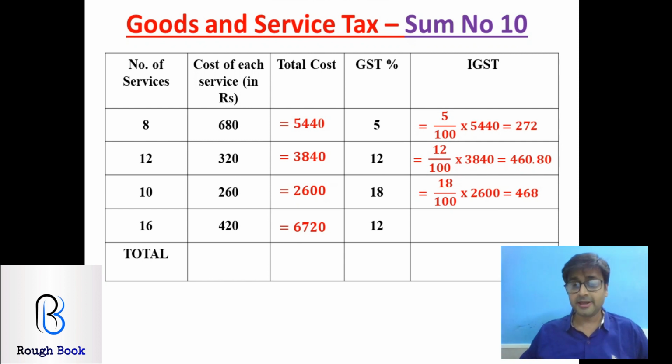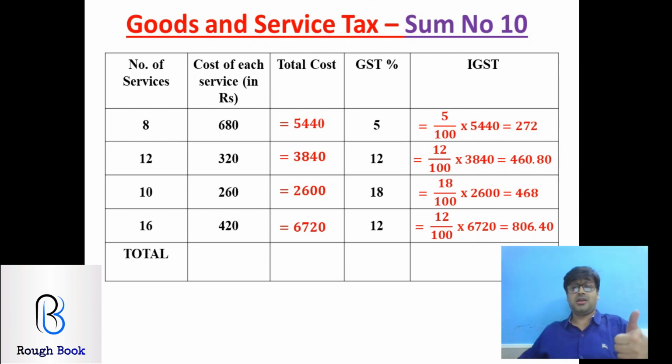I'm not lying. Come on, 6720 into 12. So it should be 0.40. 2 12s are 24, 7 12s are 84, 84 plus 2, so 86. 8 carry, 12 6s are 72, 80. So you should get 806.40. Is it? There you are.